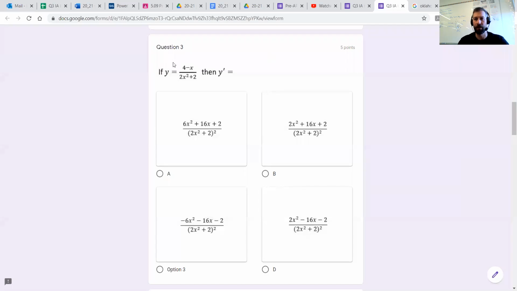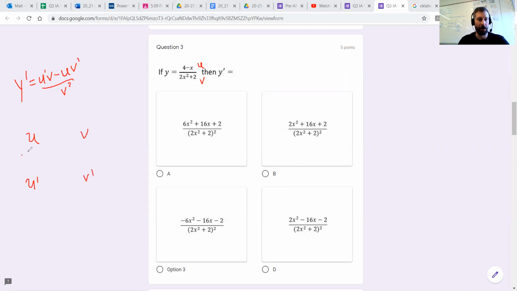For number 3, this is going to be the quotient rule. We can see that we have two functions being divided, u and v. So when we do that, we're going to write our derivative formula as u prime v minus u v prime over v squared. Or what I want us all to be able to do is make sure that we set up our chart with u, v, and v prime.